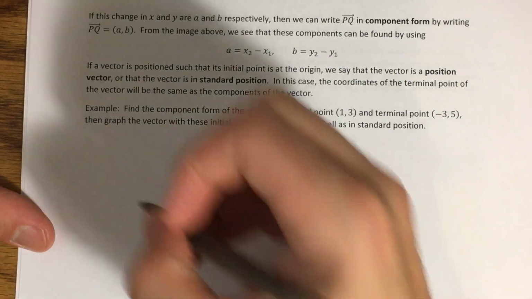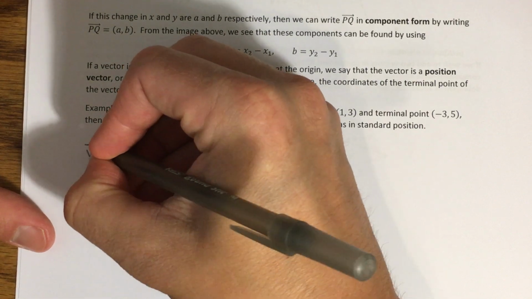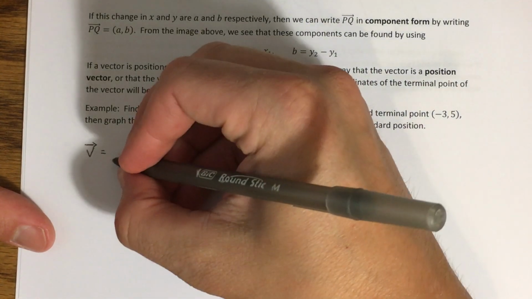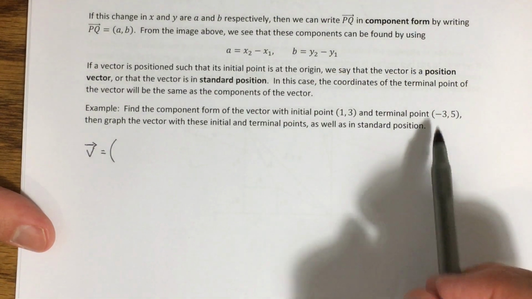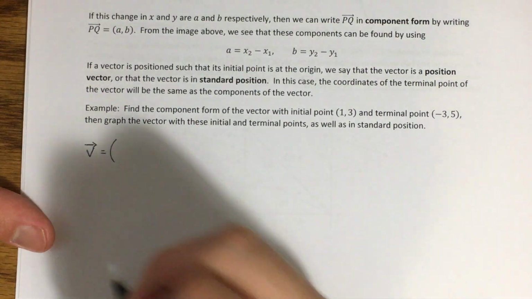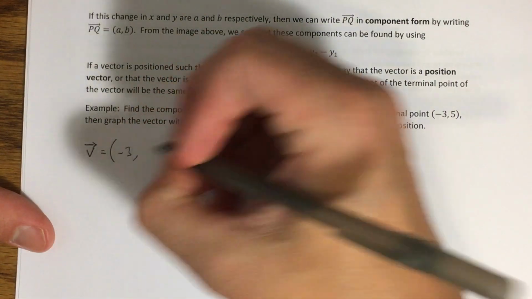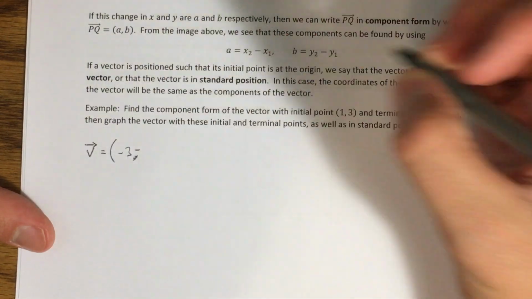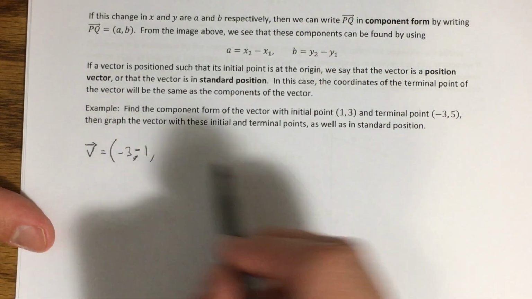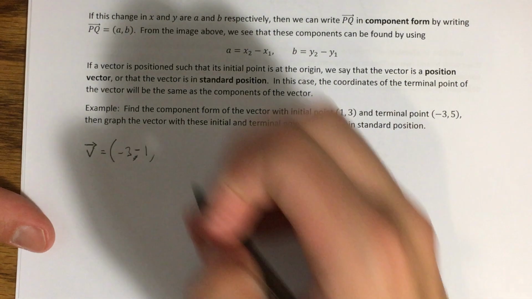So let's give this vector a name. I'm going to call it V. And in component form, the x-coordinate should be the difference between the terminal point's x-coordinate and the initial point's x-coordinate. -3 minus 1. The second component should be 5 minus 3.